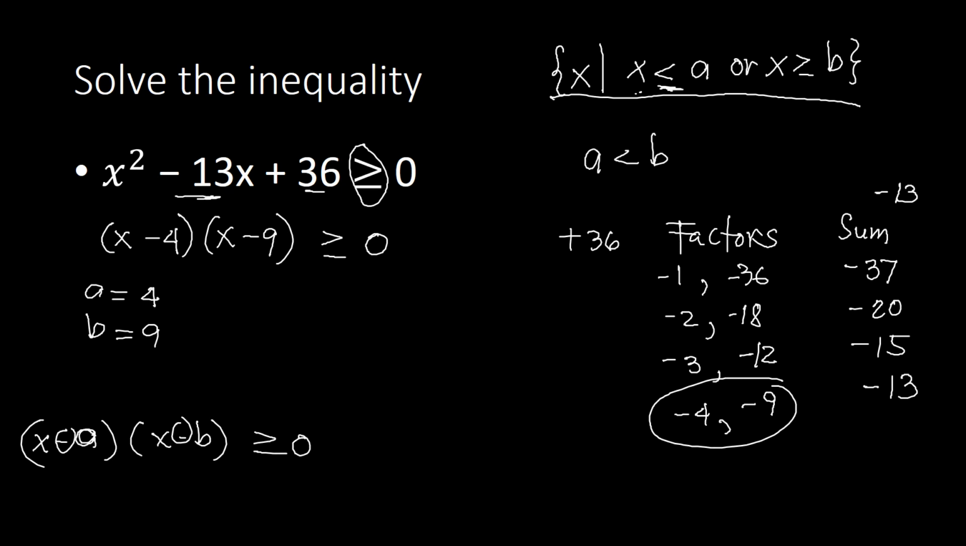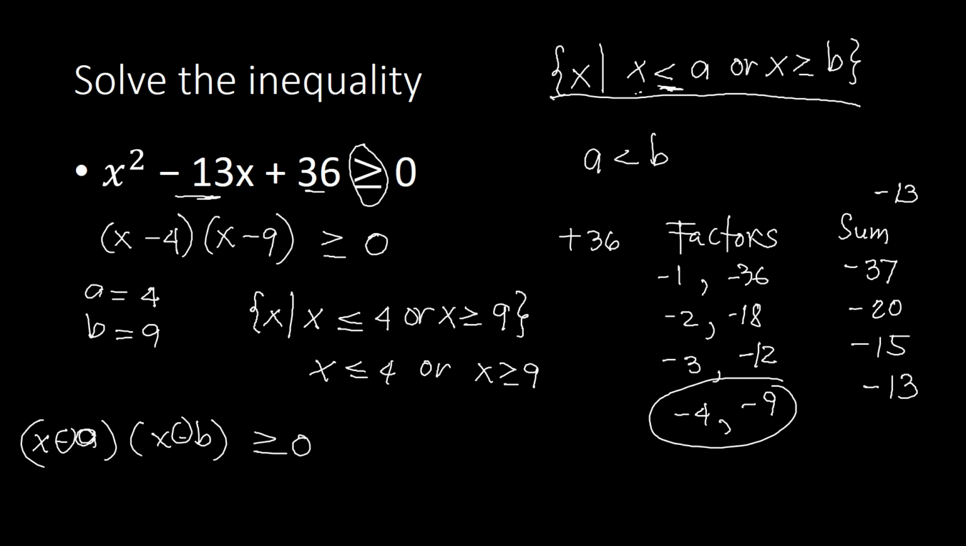Following our format, we have our solution as the set of x such that x is less than or equal to a, which is 4, or x is greater than or equal to b, which is 9. So there you go. Or you may write it as x less than or equal to 4 or x greater than or equal to 9. So that is how we solve for our inequality. Let's now move on to the next example.